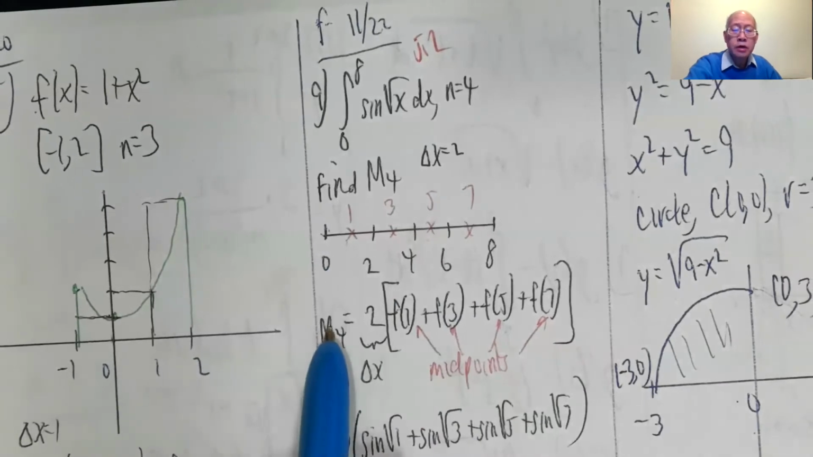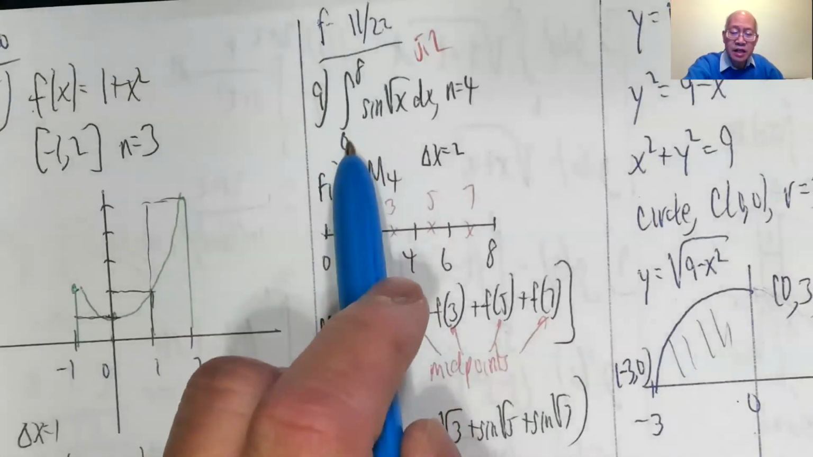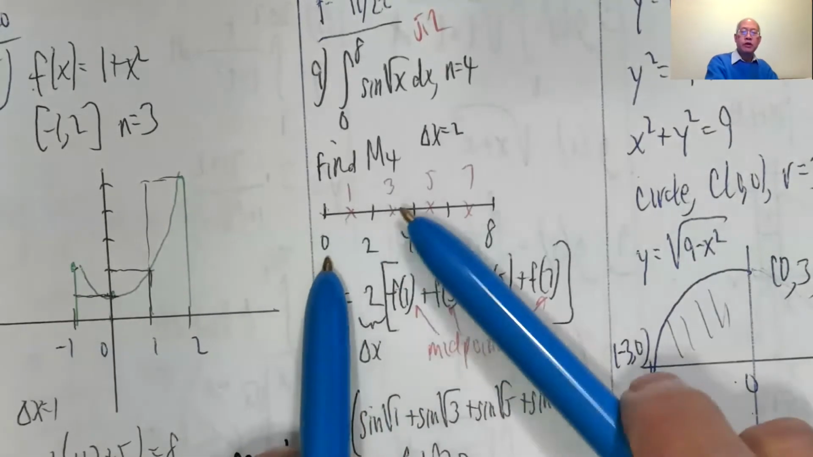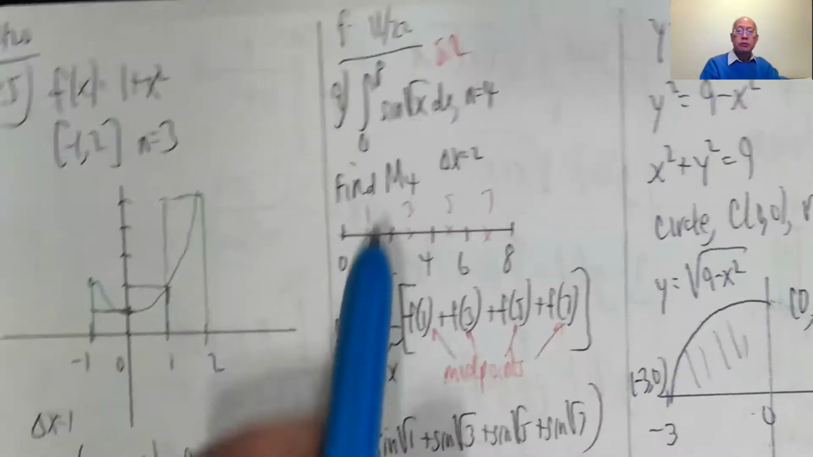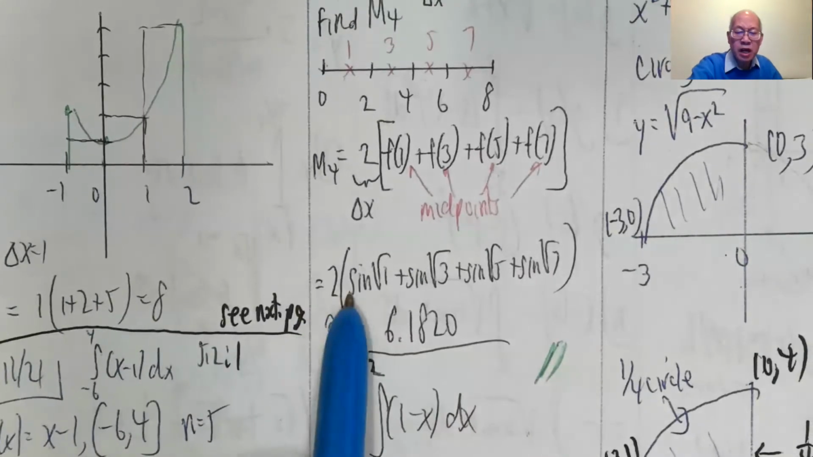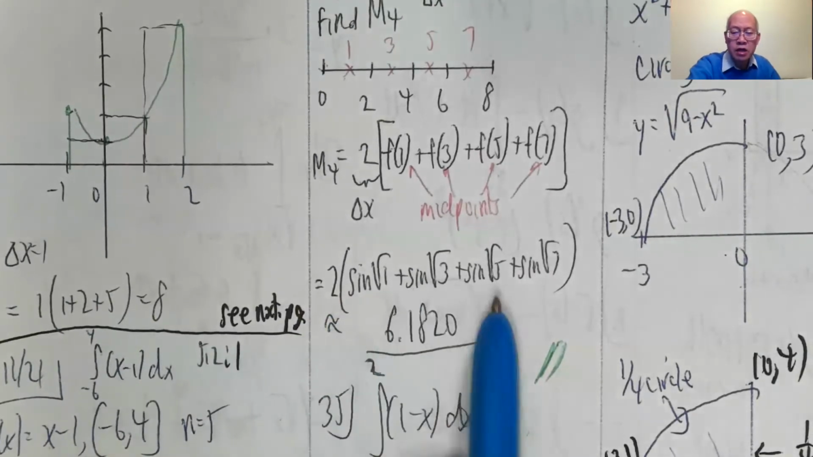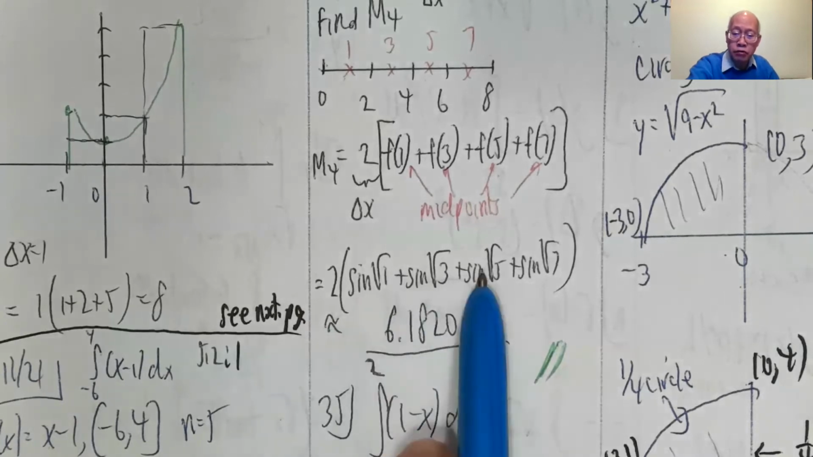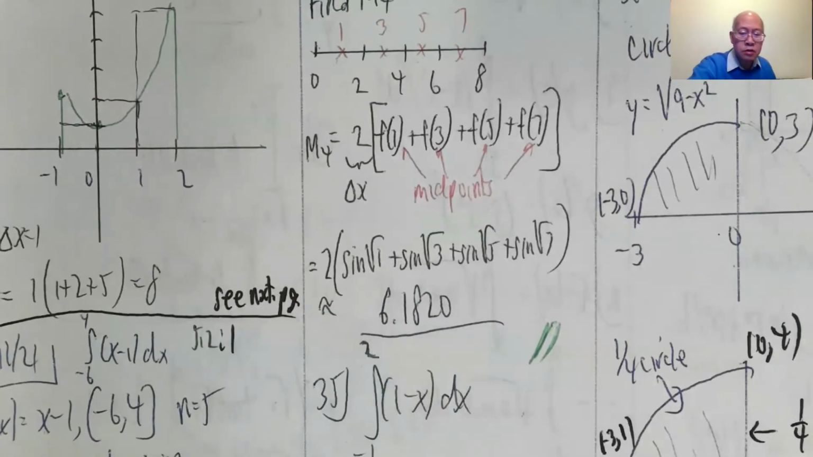So M4, which is an approximation of this definite integral, is 2 times the function values at the midpoints 1, 3, 5, and 7. Plug into the function: 2 times sine of radical 1, plus sine of radical 3, plus sine of radical 5, plus sine of radical 7. Punch it in the machine, make sure you're in radian mode: 6.1820.